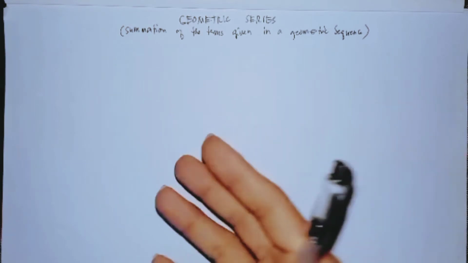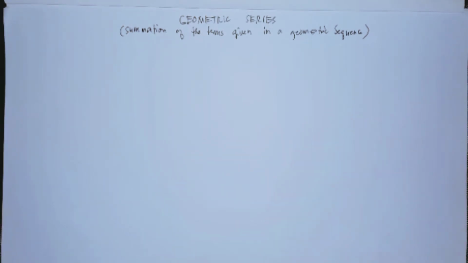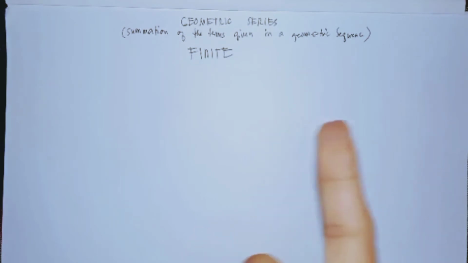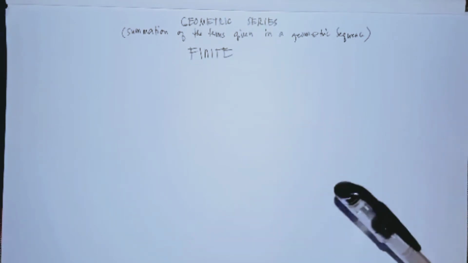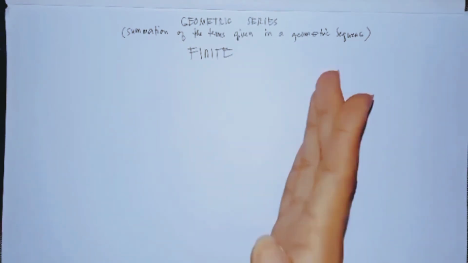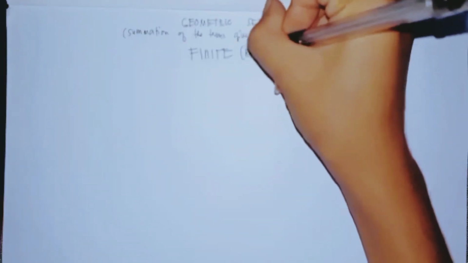Now, meron tayong two types of geometric sequence, finite and infinite. So, therefore, meron din tayong two types ng geometric series, finite and infinite. So, today, we're going to talk about the finite geometric series. So, when we say finite, it has an end term or last term. Hindi siya continuous at nag-end siya.